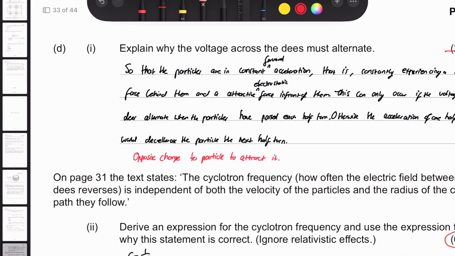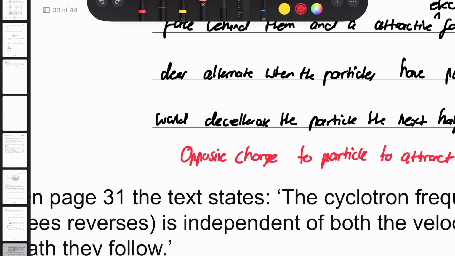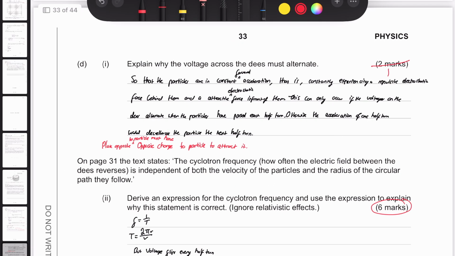I lost a mark here just because I just said that the plates need to be the opposite charge for the particles to be attracted to it. The plate opposite must have opposite charge for the particle to attract it. So I'll say, sorry, plate opposite to particle. Particle must have opposite charge to attract it.